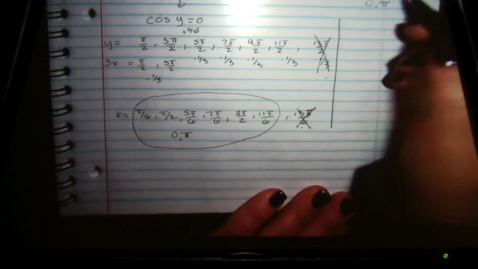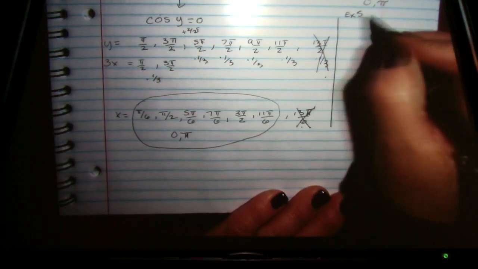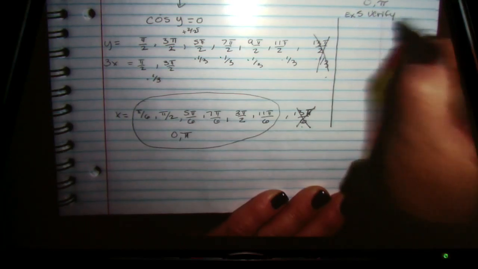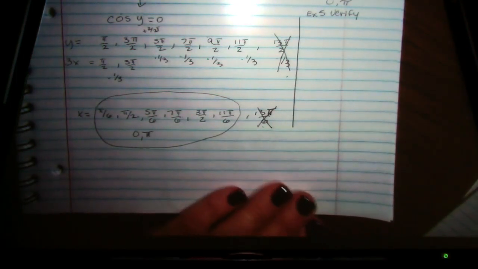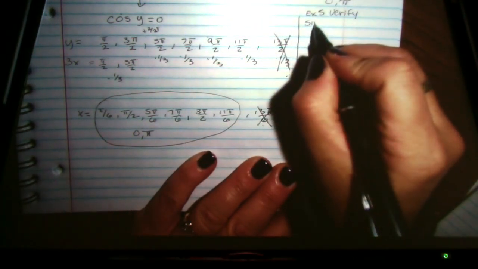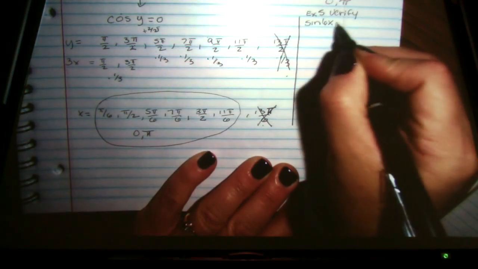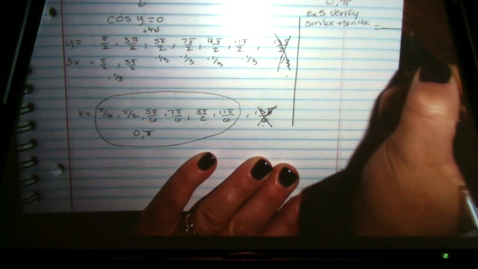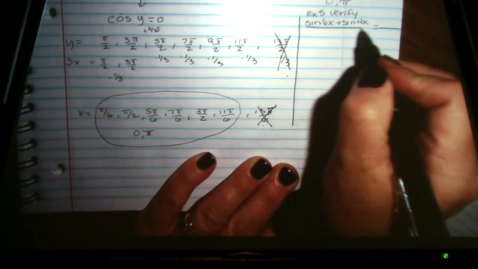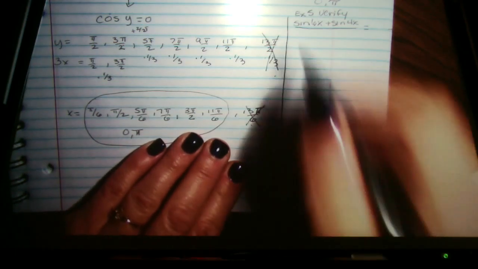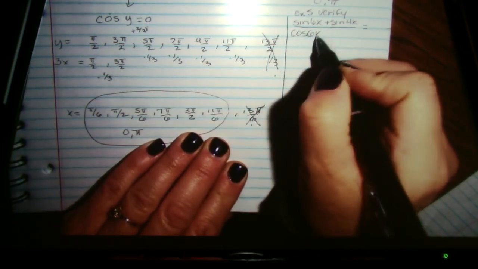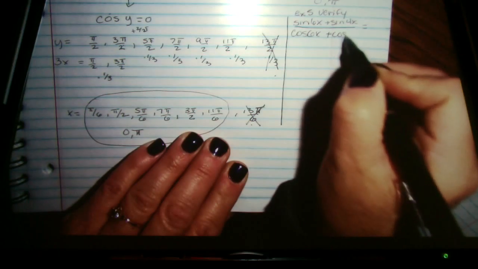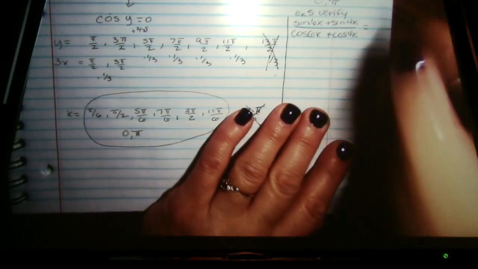Okay, and then example 5. Last one. Verify that sine of 6x plus sine of 4x over cosine of 6x plus cosine of 4x equals tangent of 5x.